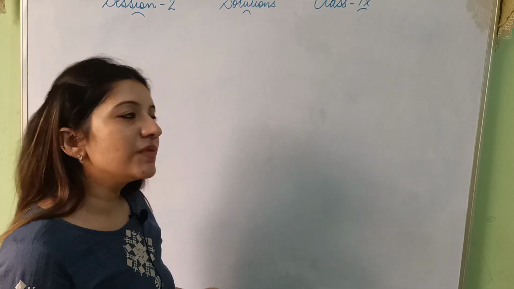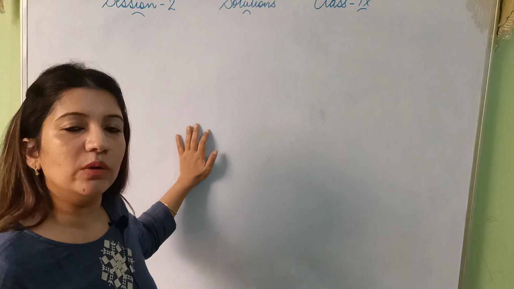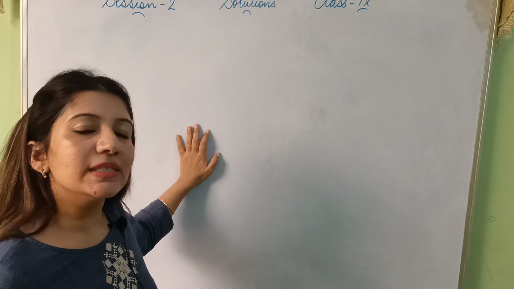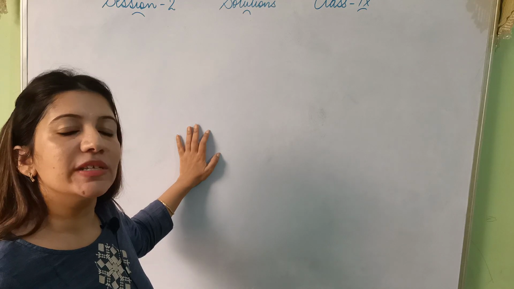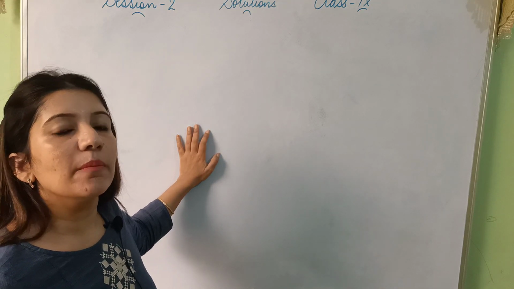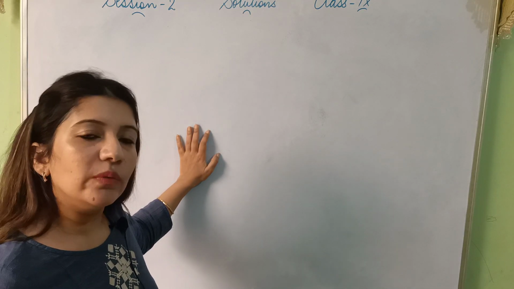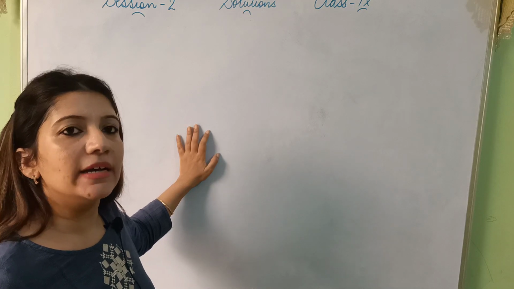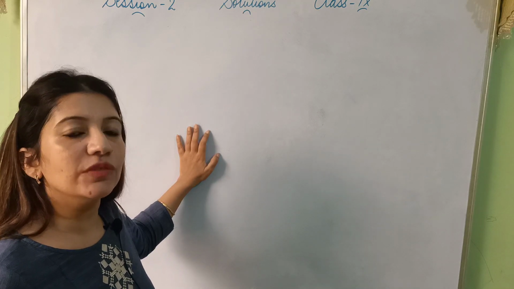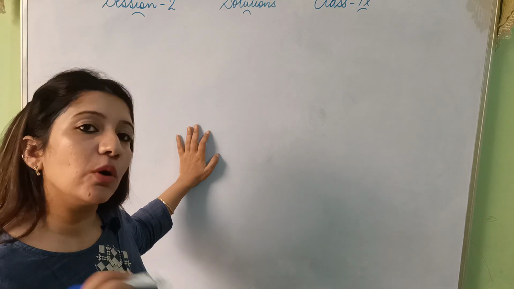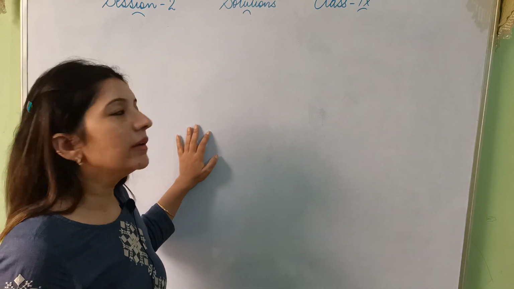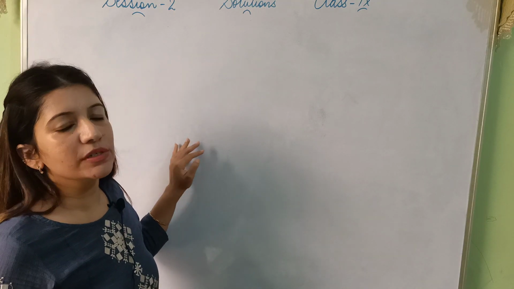The components of solutions, I told you, are solute and solvent. The solute is that component of the solution which is present in lesser amount as compared to the other, or the solvent can be explained as that component of the solution which dissolves the other component. And we discussed that water is the universal solvent.